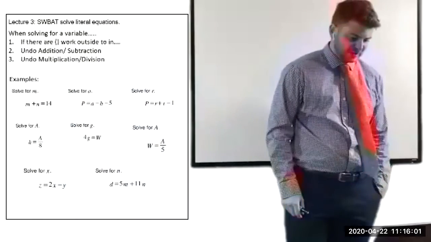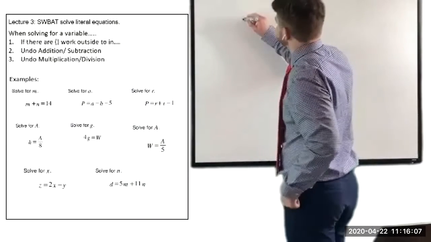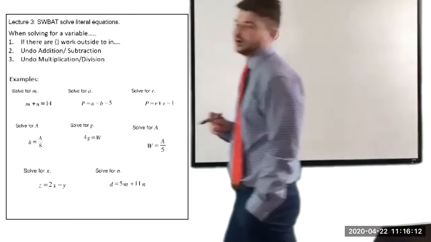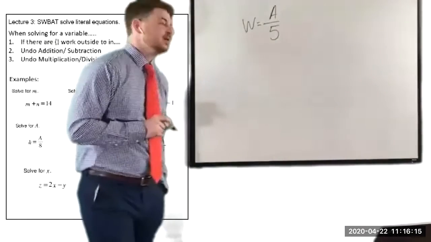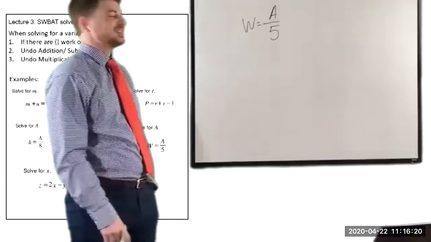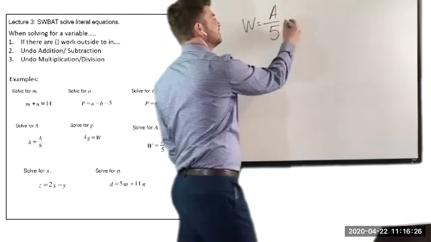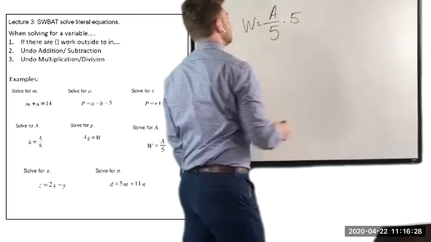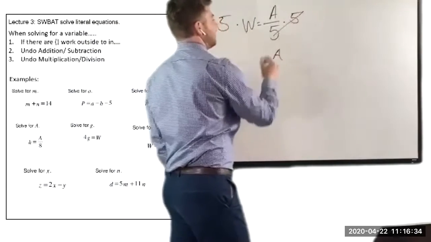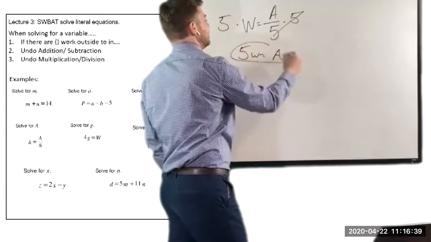Okay, so the last one we have here is W equals A over 5. And it's asking you to solve for A, okay? So again, just like what we did in the first problem, we can look at this a couple ways. So the first way we can look at this is we have division going on, and the opposite of division is multiplication. So if we multiply this side by 5, then the 5s will cancel out, and we'll have A. And then on this side, 5 times W is 5W.